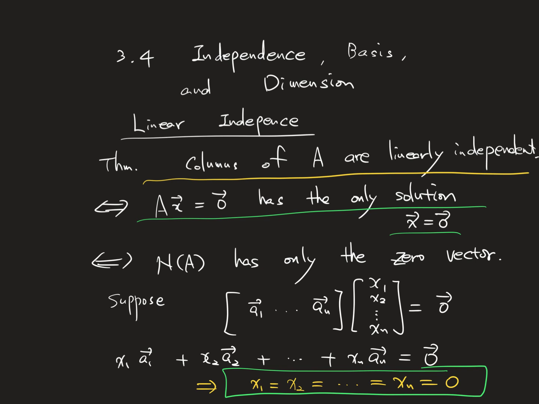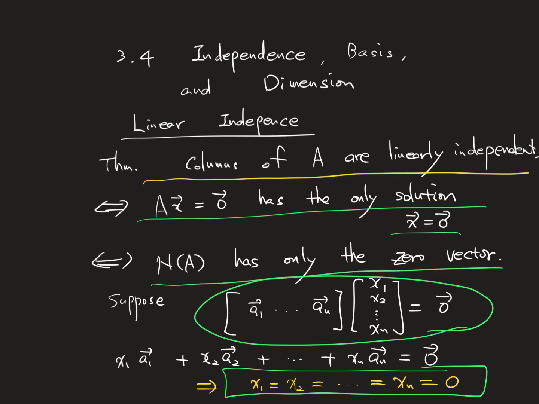And the elements of the null space satisfy this equation, so the null space has only the 0 vector. So the homogeneous equation is connected to the linear independence of the columns of a matrix. The definition of linearly independent is this one.